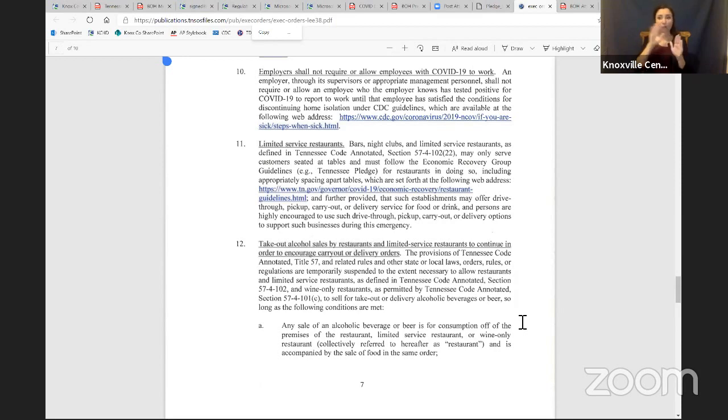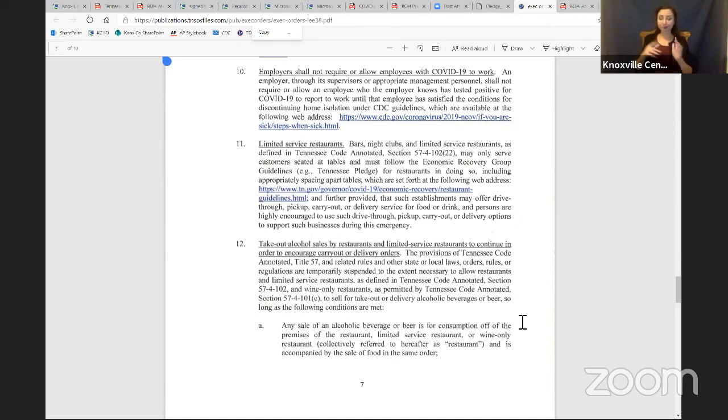And for that matter, this is an executive order. Now, not to get in the weeds, but as I understand it, paragraph 11 is a combination of the executive order 55 and 59 continued this. And so this is still in place. And I'll summarize and then just also ask Mr. Sanders, as I did discuss this with him, but it just says, and we discussed this before on paragraph 11, bars, nightclubs, and limited service restaurants may only serve customers seated at tables, and then must follow the Economic Recovery Group guidelines, which are specifically Tennessee Pledge for restaurants in doing so, including appropriately spaced apart tables, which are set forth in the following web address.